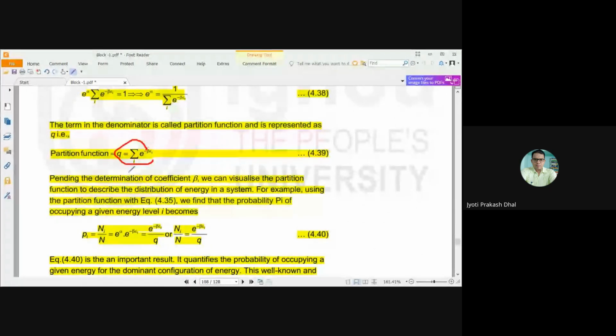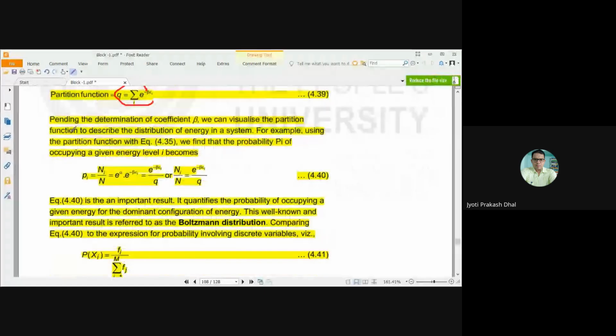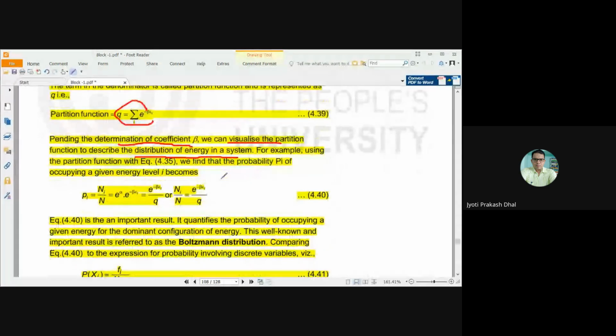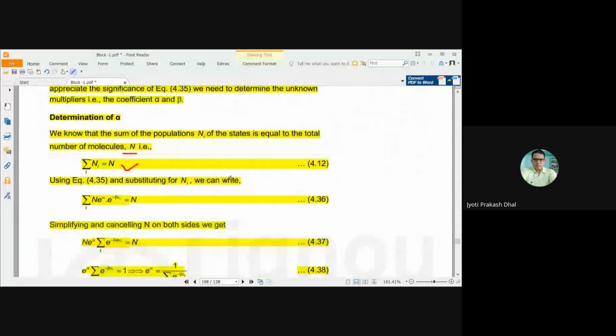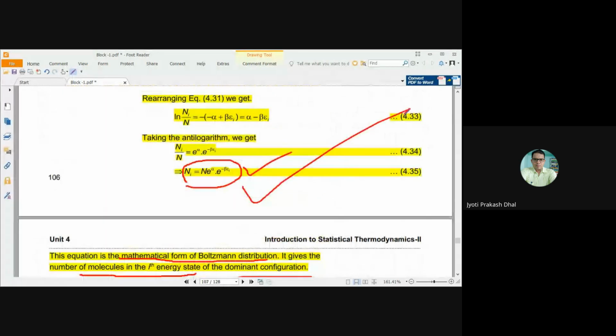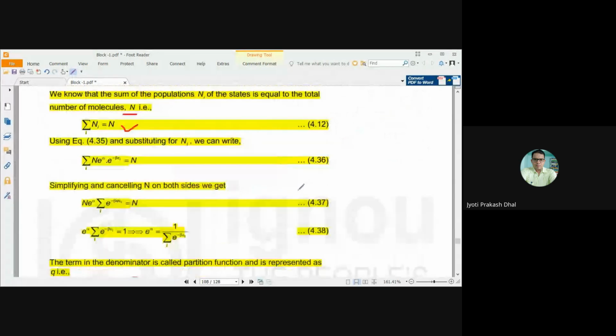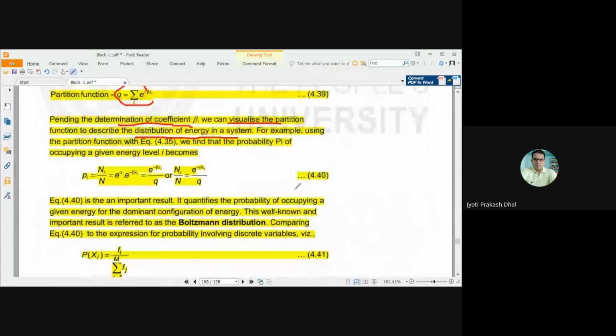So finally we can get the value of alpha. Using the partition function in equation 35, we find that the probability pi of occupying a given energy level i becomes pi equals ni by n, which is equal to e to the power alpha into e to the power minus beta epsilon j, which is equal to e to the power minus beta epsilon j divided by q. This is equation 40, and it is an important result.